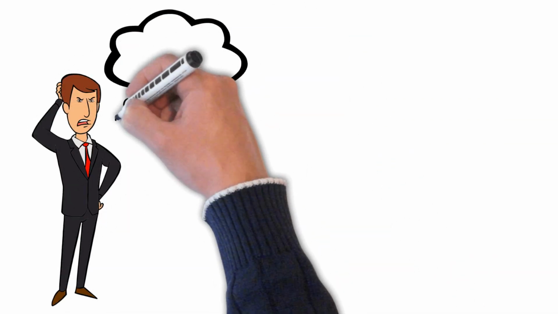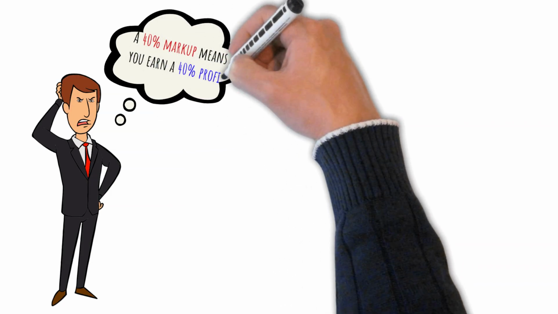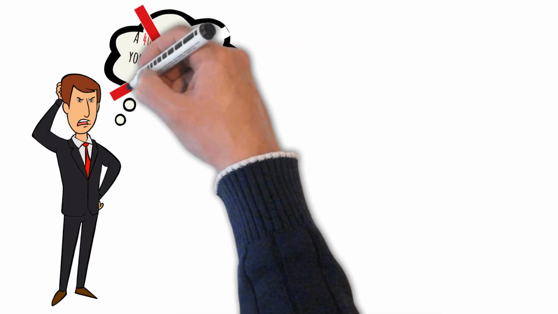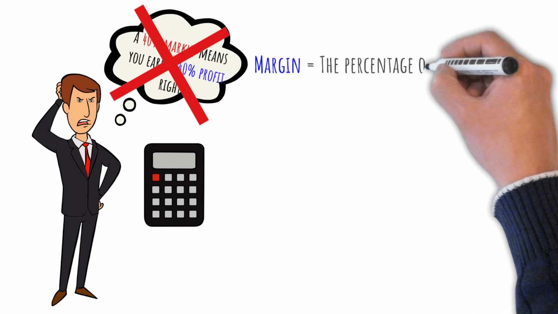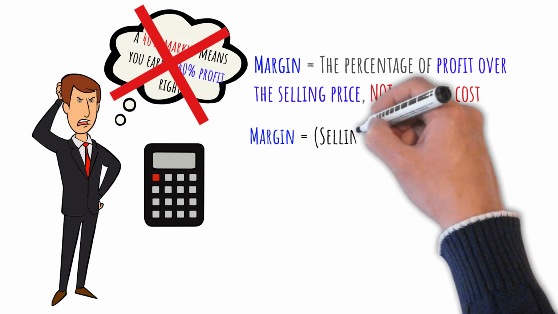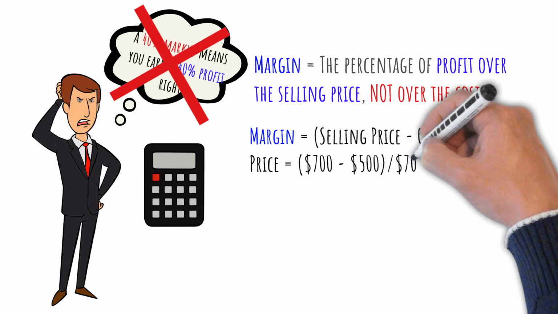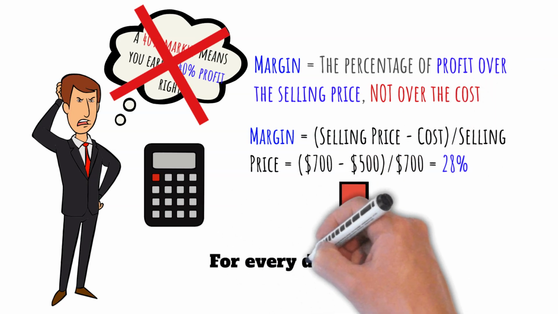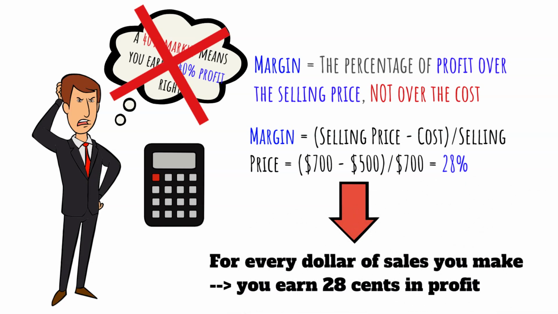Now, here's where the mistake often happens. People think that a 40% markup means they are earning a 40% profit. But that's not true. In this case, the actual profit margin is only 28%. Because margin is calculated as the percentage of profit over the selling price, not the cost. With a $200 profit divided by a $700 selling price, you're only getting a 28% margin. This means for every dollar of revenue you make, you earn 28 cents in profit, not 40 cents.